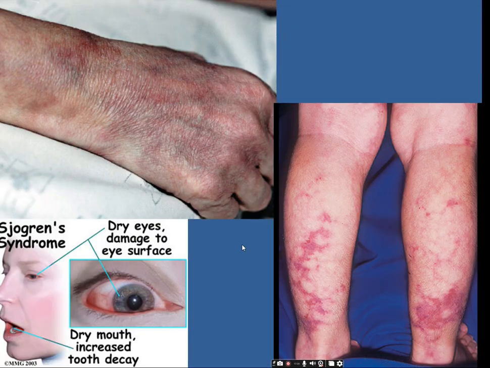Okay, so this is the picture of Sjogren's syndrome. You can see the dry eyes here. Liquid should be there, right? So in this syndrome, what will happen? You will see dry mouth and dry eyes. So that is the basic feature of Sjogren's syndrome.